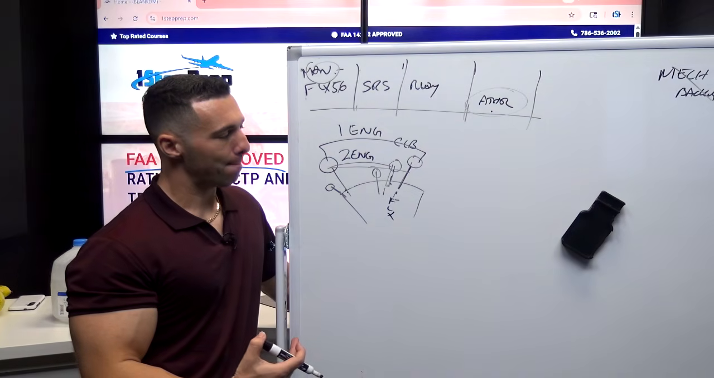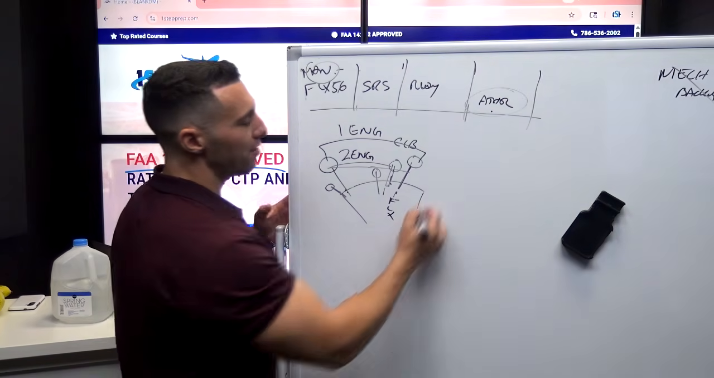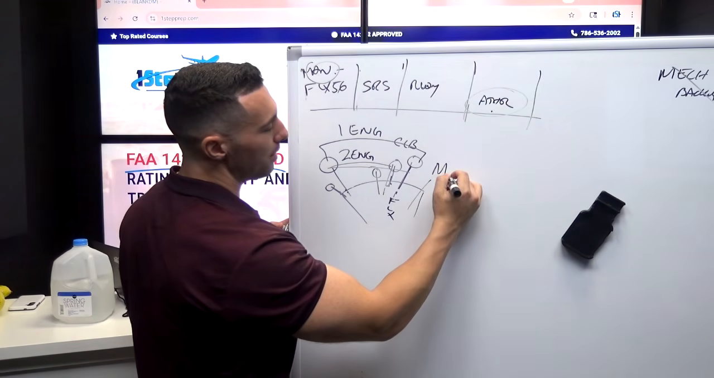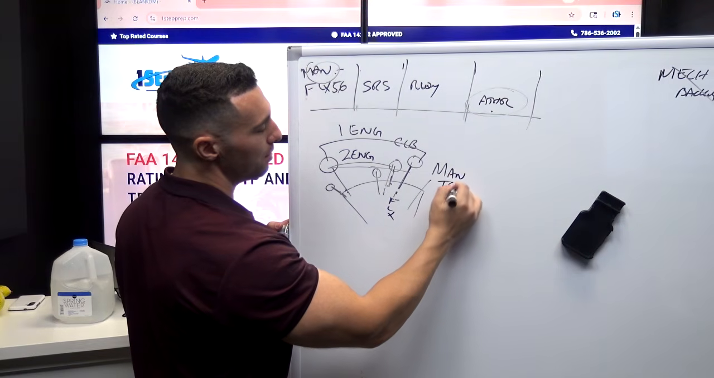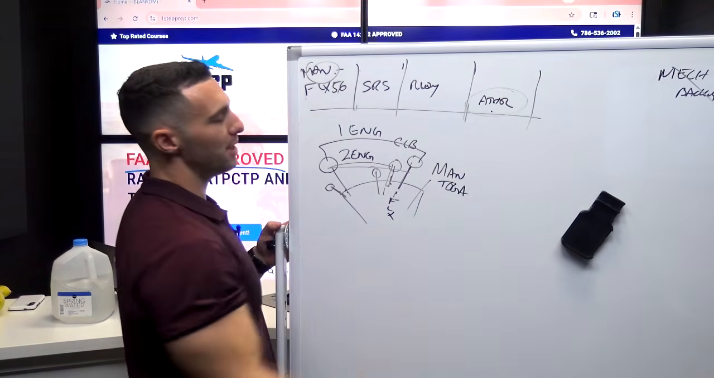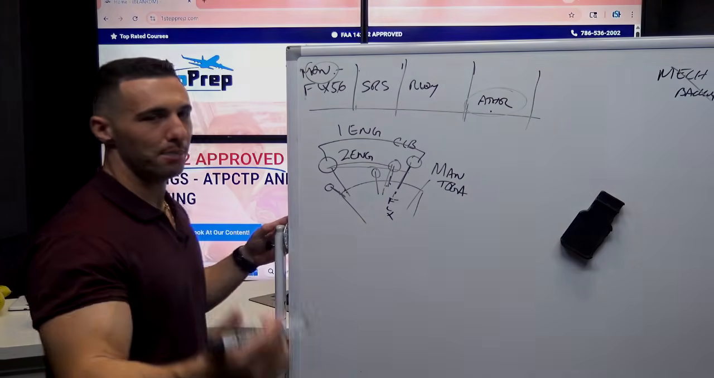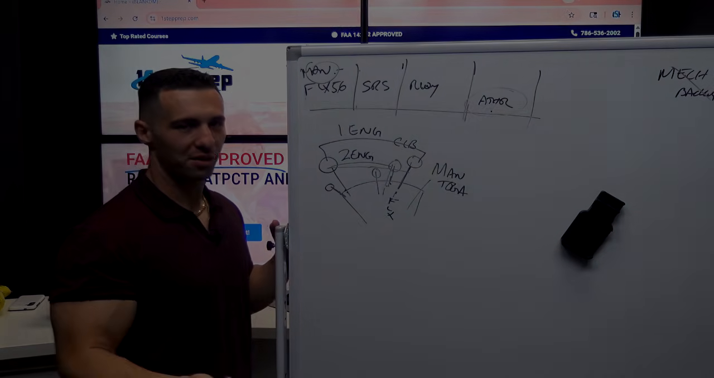So now finally, let's go to TOGA. If I put the thrust levers up here in the TOGA position, the FMA will read MAN TOGA because, yet again, you are in a manual thrust position and the auto thrust doesn't have any jurisdiction or authority up here, right?